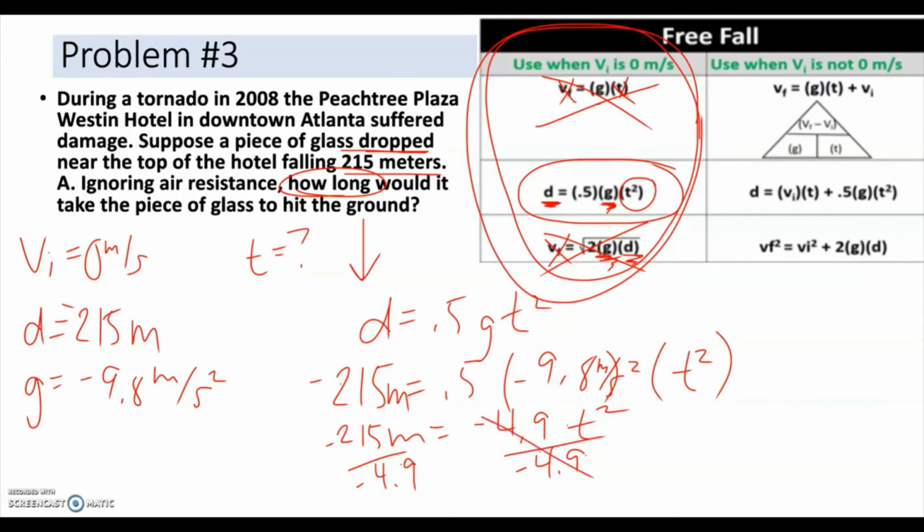So 215 divided by 4.9 is going to give us 43.9, and that is equal to our time squared. But we don't want the time to be squared. We want a regular time. So we need to take the square root of 43.9, and that's going to give us a time of 6.6 seconds. And remember, we did take the square root in order to get that answer.